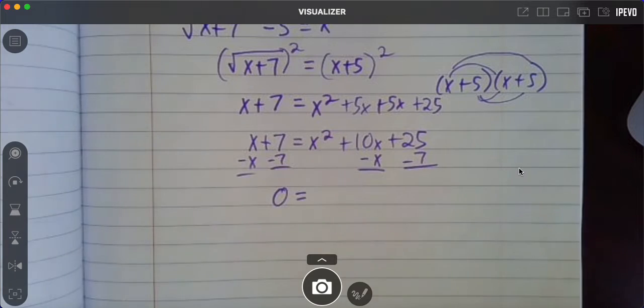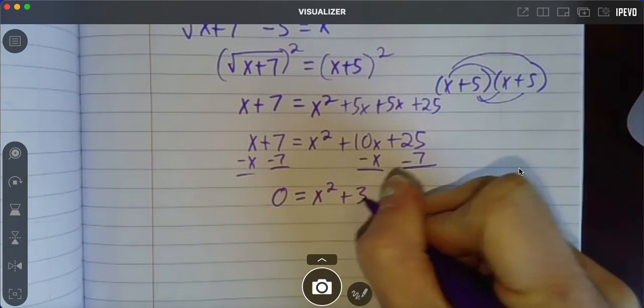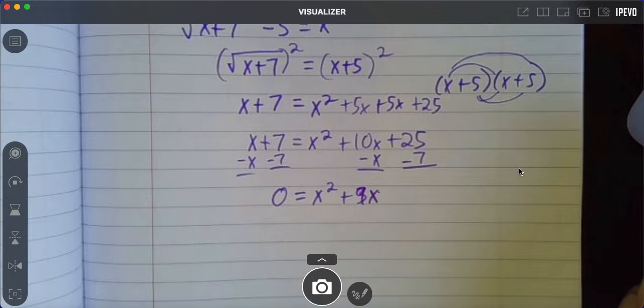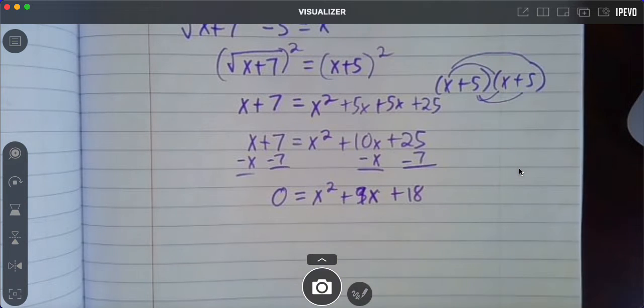So now let's write it down. What do I get? 0 equals x squared plus 9x, sorry. I don't know where I got 3. And then 25 minus 7 is 18.